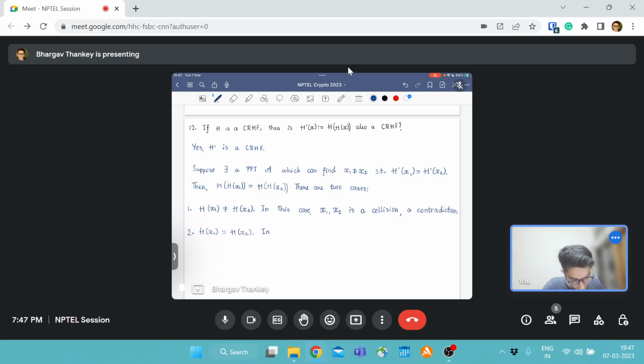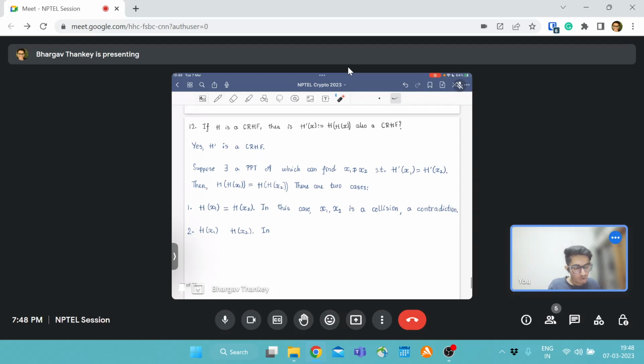Oh wait, yes, sorry. The first case was h of x1 equals h of x2. In this case, I am claiming that x1, x2 is a collision. Why? Because x1 and x2 are different. However, the value of the hash function at both the places is the same, and this is exactly what we mean by collision, right? So x1, x2 is a collision, but we shouldn't be able to find such a collision because h is a collision resistant hash function, and so this is a contradiction.